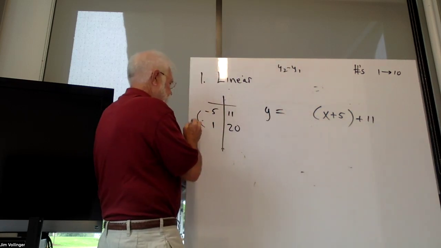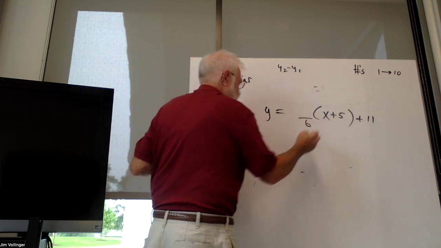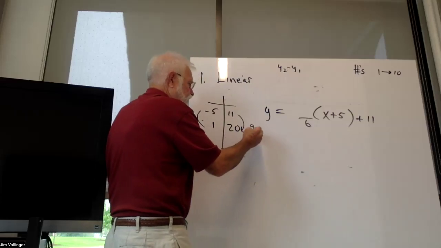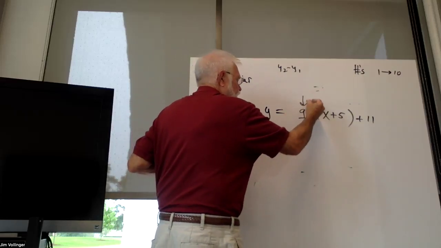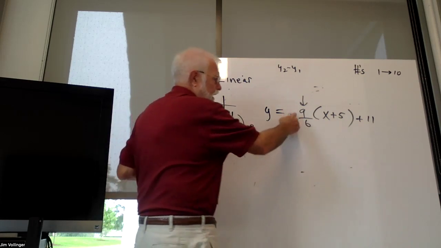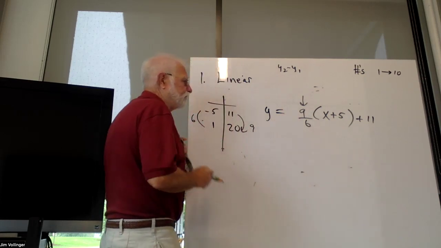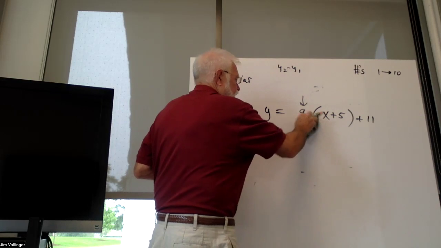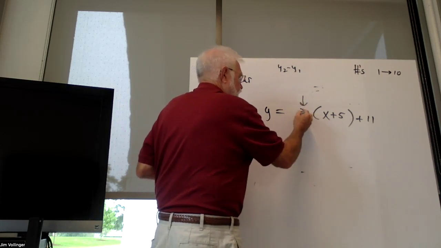What's the change on this side? 6. I don't want 6 units of change. 11 to 29 is 9. And I don't care at this stage if you reduce that. Obviously, it's 3/2, right? Common factor of 3. I suppose I should put it that way.